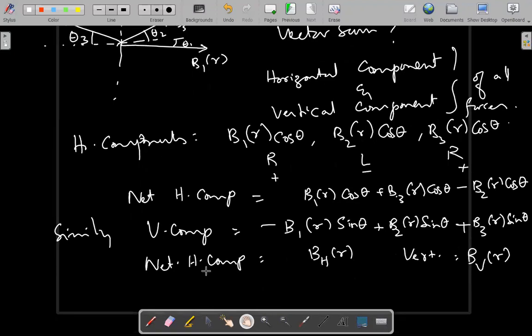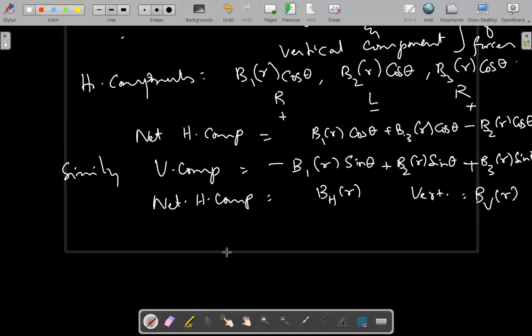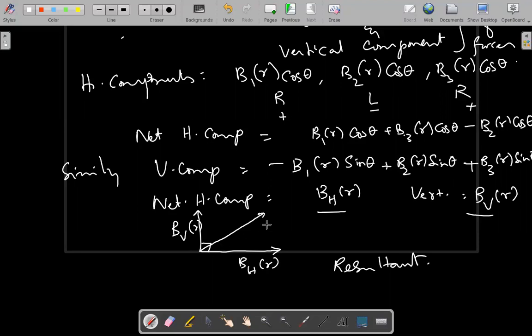In vectors we do these calculations, as you will know in the math. So let's suppose both are positive. BHR will be this way because it's positive, and BVR will be this way because it's positive. Now these two are making 90 degrees. Therefore the resultant will be exactly at 45 degrees, and this is the B of R.